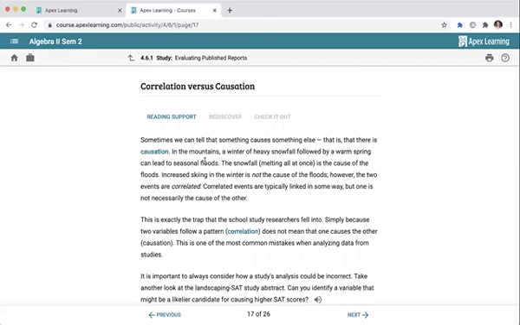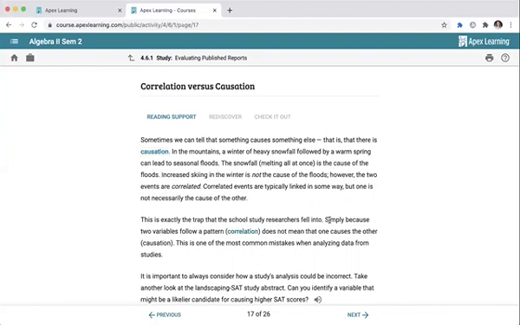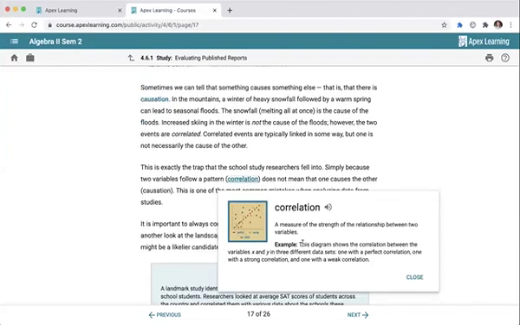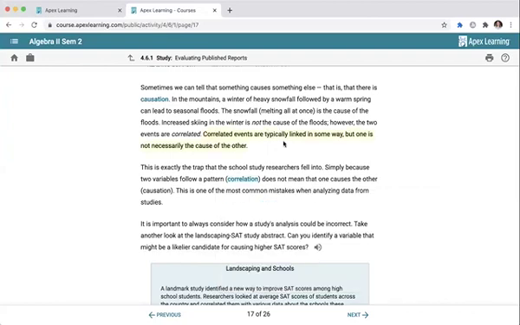So then there's a difference here between correlation and causation. With causation, it's cause and effect, right? One thing caused the other thing. If things are correlated, it's talking about things that are linked in some way, but are not necessarily the cause of the other.